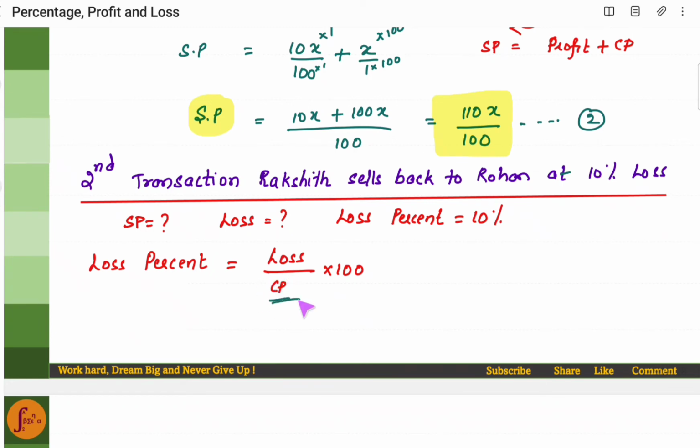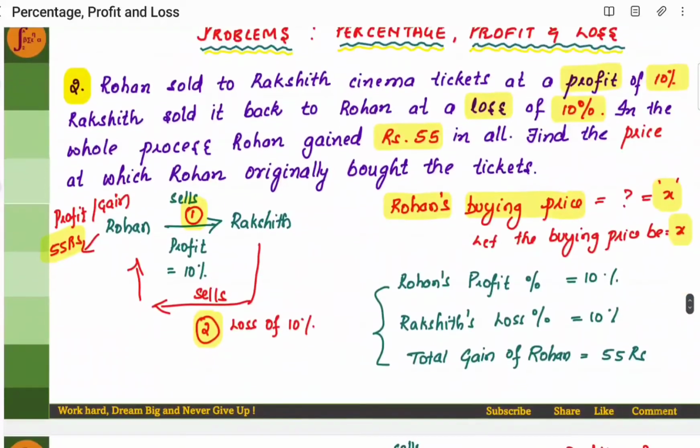Now, what is cost price here? Rohan sells to Rakshith at this particular price. That means Rakshith is buying at this particular price, right? That selling price we have found out. We have figured out the selling price, and Rakshith is buying at this particular price. So this becomes the cost price for Rakshith now.